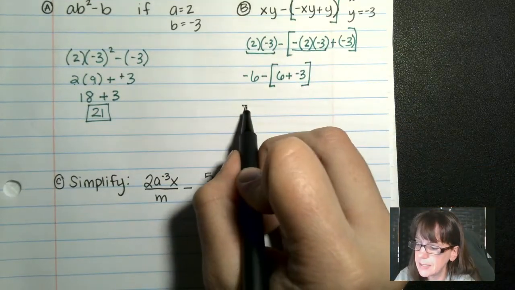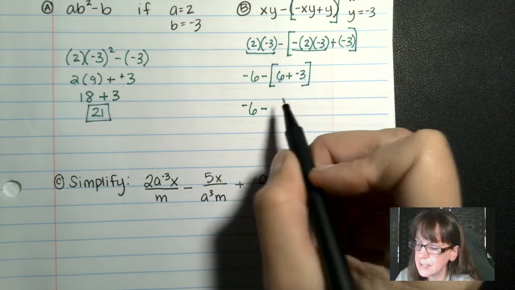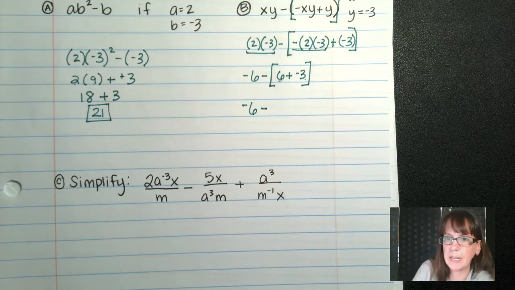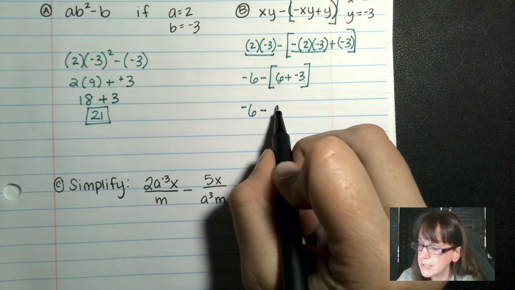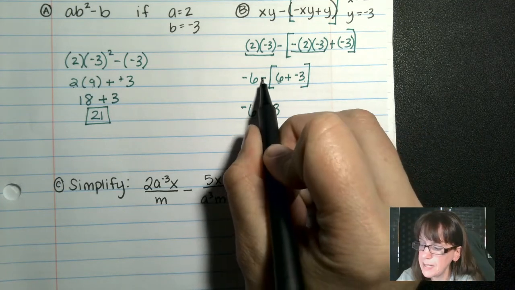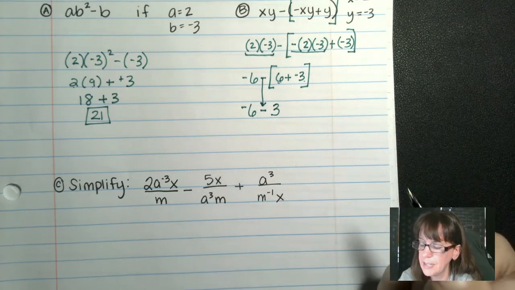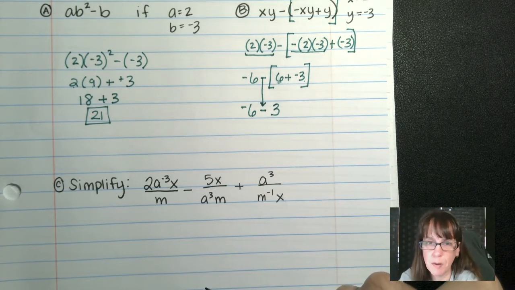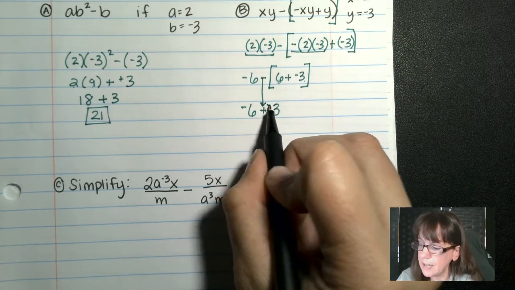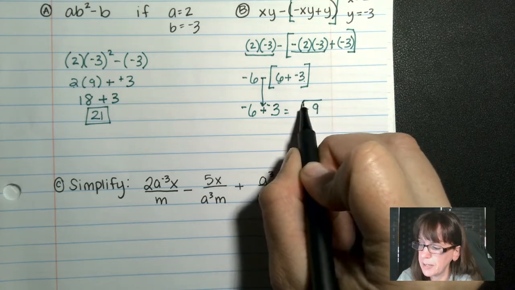So now what we have is -6 minus +3. So that minus I just brought down to right there. So even though this is a +3, we're still seeing a minus sign there. We're going to go ahead and add the opposite, and we get -9.